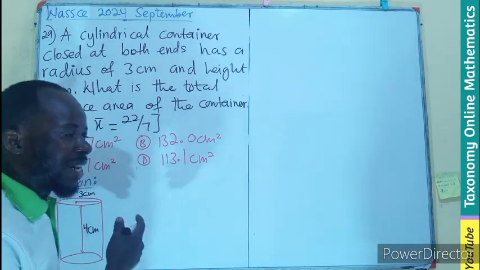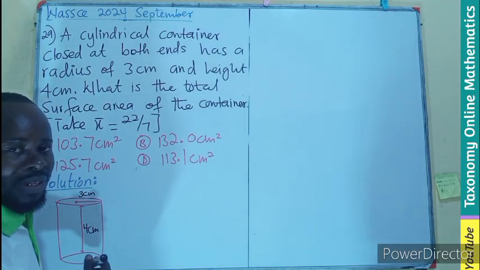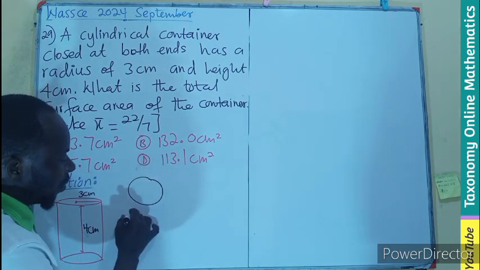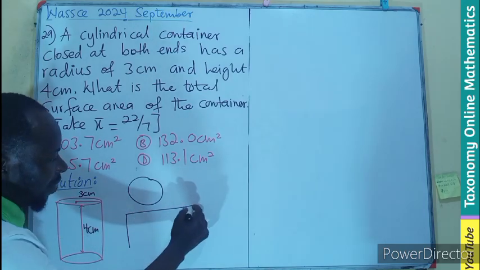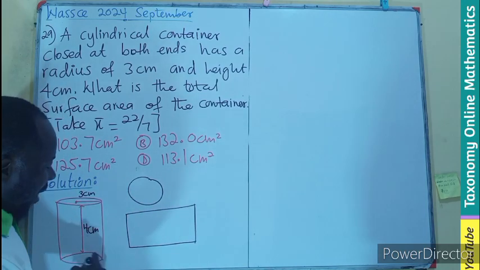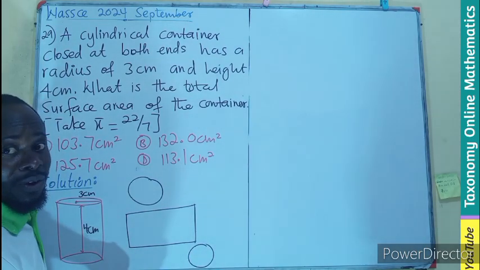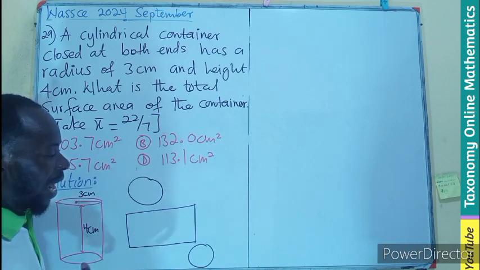Now, to find the total surface area, we can break this into two-dimensional shapes. If you remove the top, you'll be having a circle. If you remove the curved surface, you'll be having a cylinder. Then when we take away the bottom, that also gives us a circle. Don't forget, these two circles will have the same radius or the same diameter.